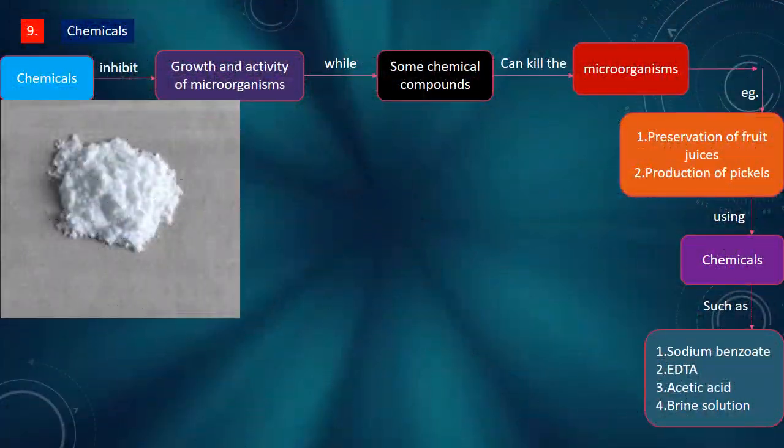Chemicals. Chemicals inhibit growth and activity of microorganisms, while some chemical compounds can kill the microorganisms. Example, the preservation of fruit juices and production of pickles using chemicals such as sodium benzoate, EDTA, acetic acid, and brine solution.